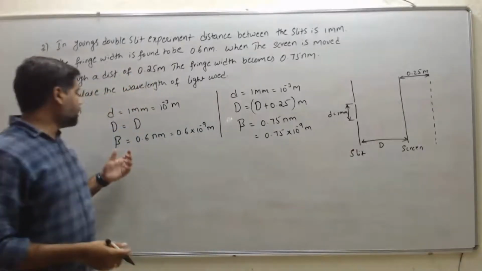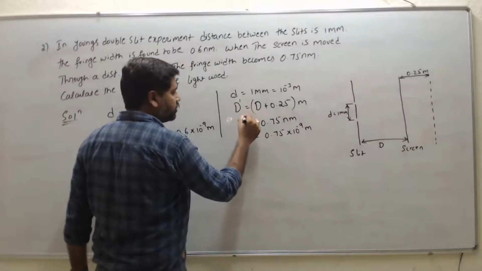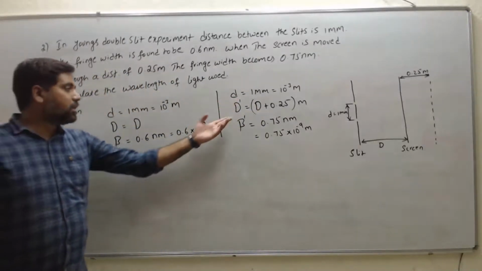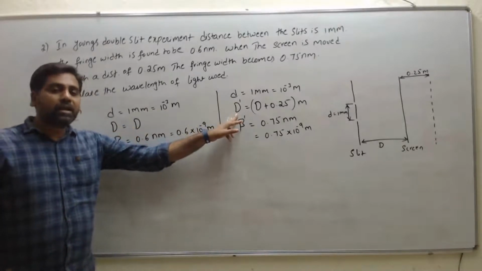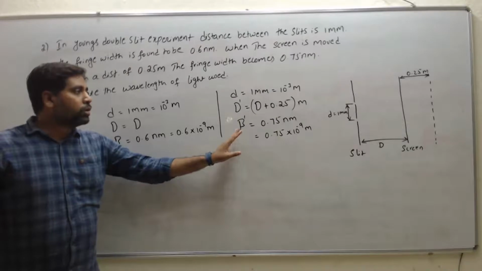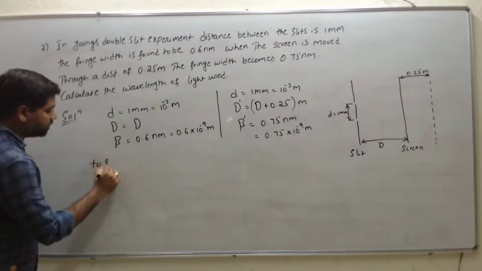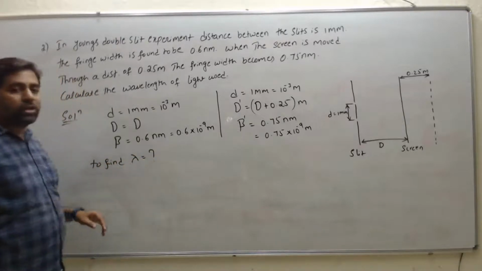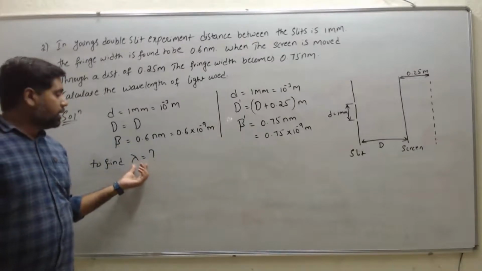So here, if we consider this one as the first case, then the second case we can write as d dash, beta dash. So d remains constant. Either we can write here d1, beta 1, and here d2, beta 2. So from this we have to find the wavelength of the light used here. By using these two conditions, we are going to find out lambda.